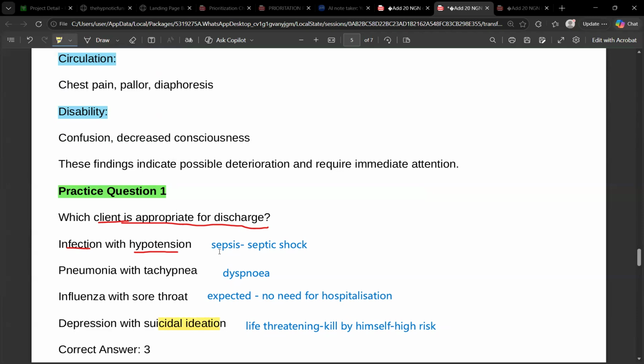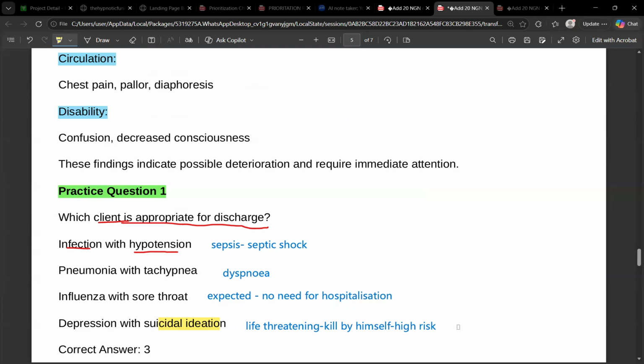Here infection with hypertension is also there. If you are applying the ABC strategy, can you please tell me which one? That means, is it airway, breathing, or circulation? Infection with hypertension is a circulatory problem. Pneumonia with tachypnea is a breathing problem. Influenza with sore throat is an infection. And depression with suicidal ideation, what is affected? Safety is affected.